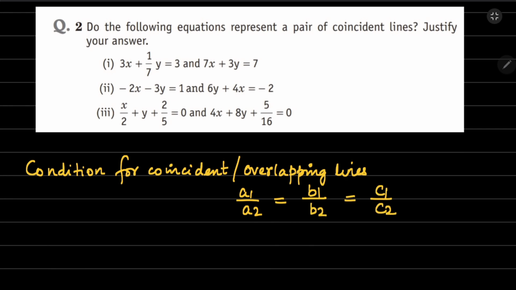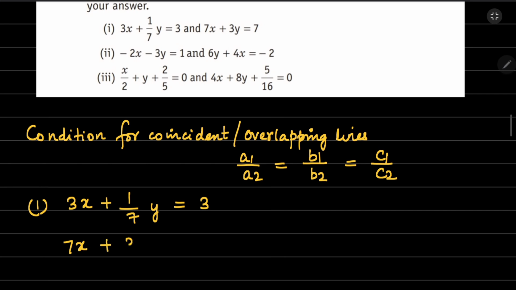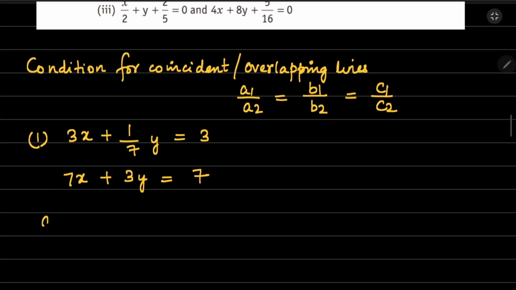This is the condition. Now we just have to check if the given equations represent a pair of coincident lines. Let's take the first one. Let's write the question again: 3x plus 1 by 7 y equal to 3, and 7x plus 3y is equal to 7. So what is a1 by a2? a1 by a2 is nothing but 3 divided by 7. What is b1 by b2? b1 is 1 by 7 divided by b2, which is 3.